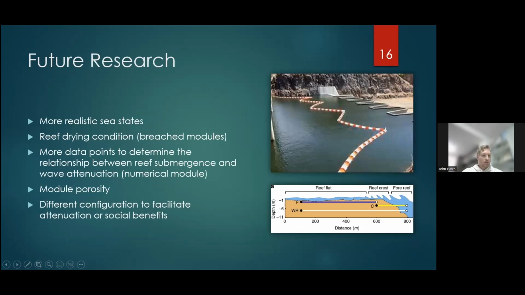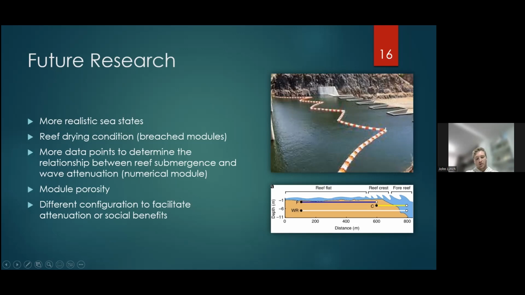So a few things that I considered for any future research in this area is to test in more realistic seaways. So looking at how the reef performs for irregular incident wave events that are representative of that Busselton environment, and testing the reef for a drying condition where the modules pierce the still water surface. Also investigating the relationship between relative submergence and wave attenuation by producing more data points. And this could be done through developing a numerical model and validating it against the experimental data.